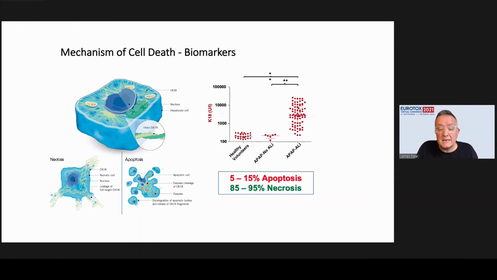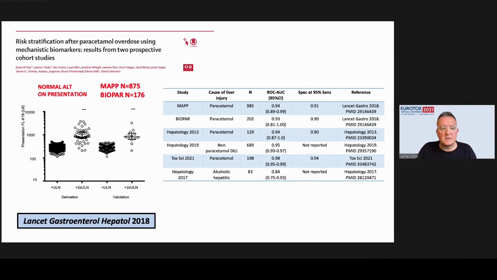The strength of keratin 18 is that paracetamol overdose causes massive cell necrosis, so we can use it to detect early cell death. And if we look at that same study I mentioned a moment ago, where we looked at the first blood sample, we see that keratin 18 is also elevated in those people who attend hospital after paracetamol overdose with a normal ALT. And keratin 18 has been replicated in multiple studies.